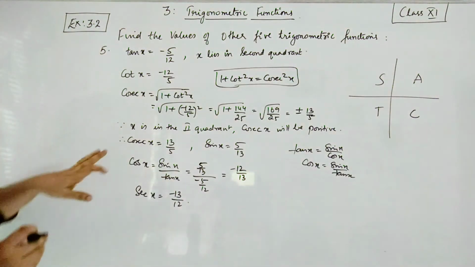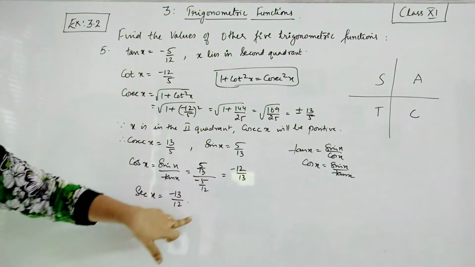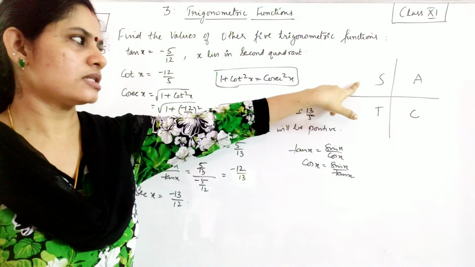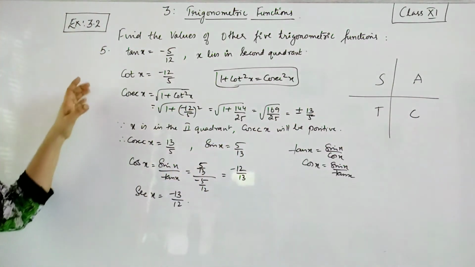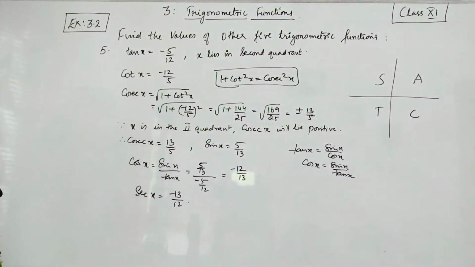Now you just see that your cos value and sec value are both negative. So in the second quadrant, cos is negative, tan is negative, and so your cot and sec are also negative.